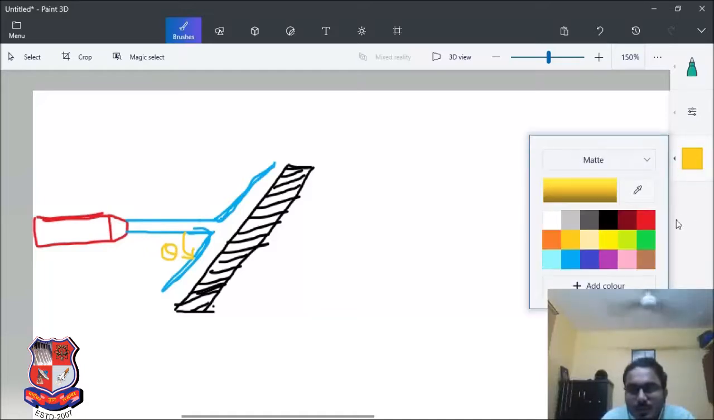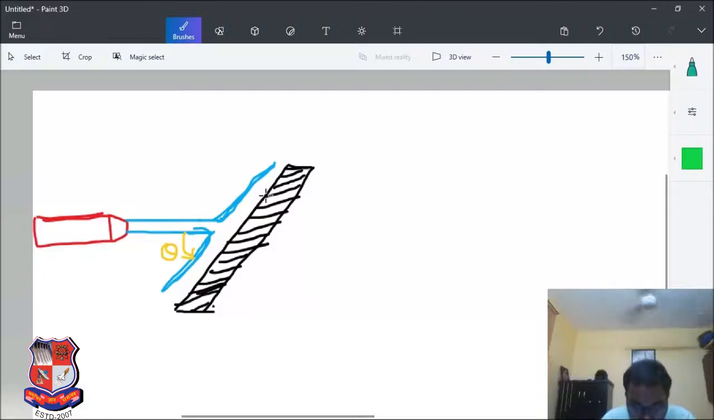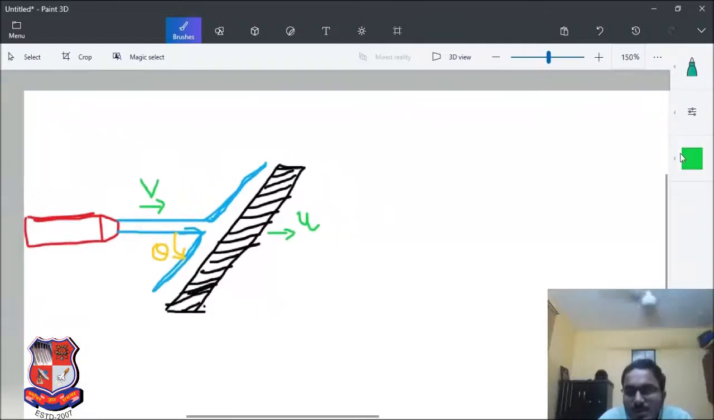Previously, the initial velocity of the jet will be v, and the plate is moving with a velocity u. So this is the simple arrangement, and now we will draw a case after striking the plate.